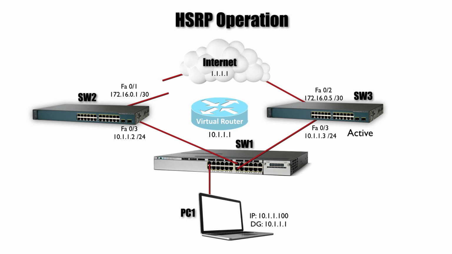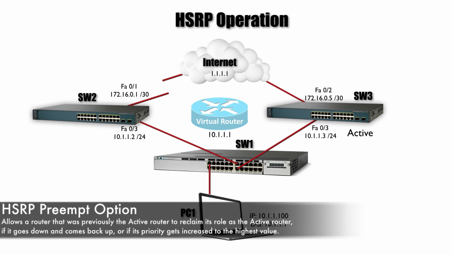In order for it to do that, we have to have another feature enabled, and that's called the preempt feature. The preempt feature essentially says, if I'm not currently the active router, but I have a higher priority, I'm going to take over the role. Maybe I went down and came back up. I want to get my old job back. I want to take back the role as the active router.